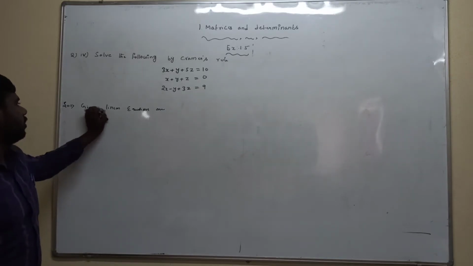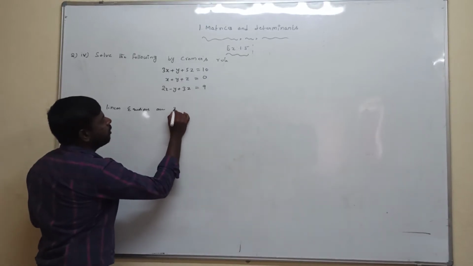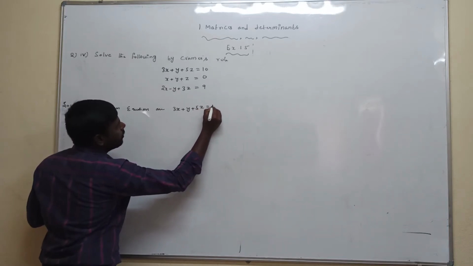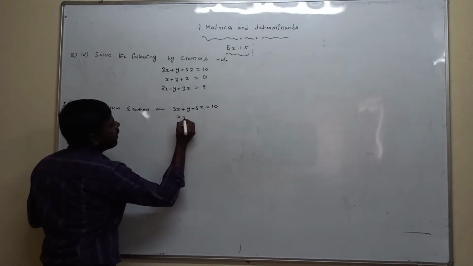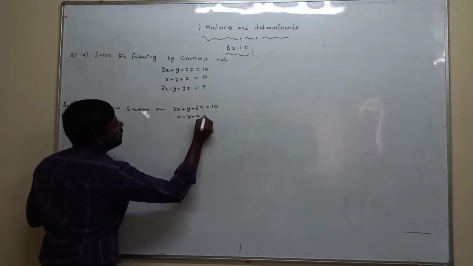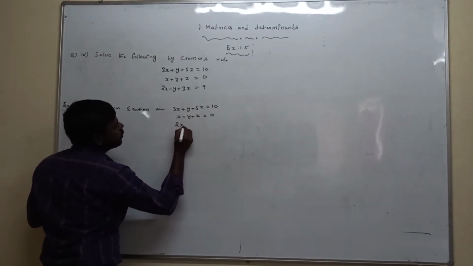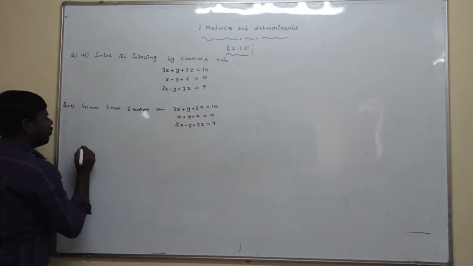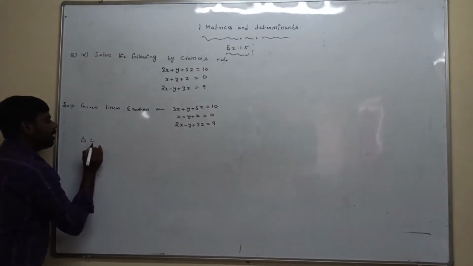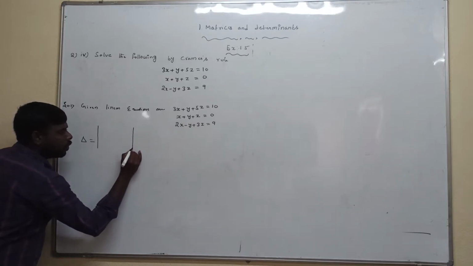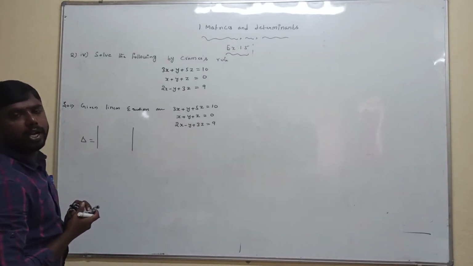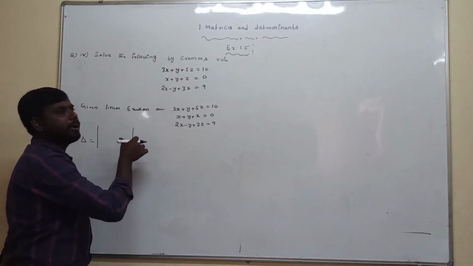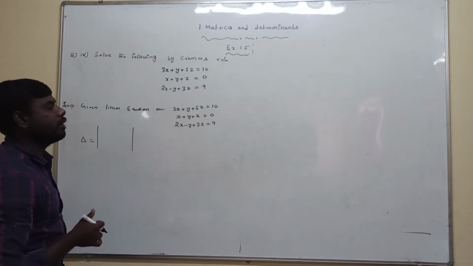So see the solution. Given linear equations are: first linear equation is 3x plus y plus 5z is equal to 10. Second linear equation is x plus y plus z is equal to 0. Third linear equation is 2x minus y plus 3z is equal to 9. We have to find the first delta value. That's why, determinant of coefficient of x, y, z variables in the given three linear equations.